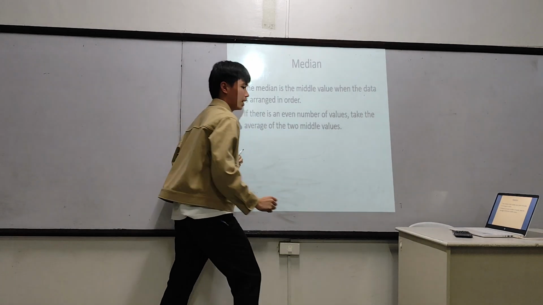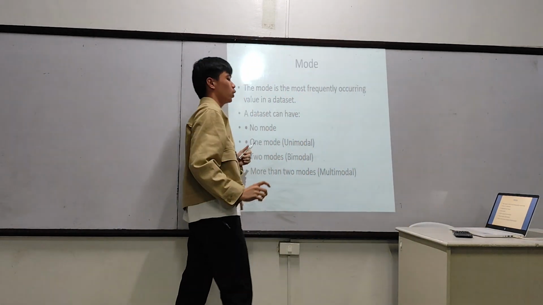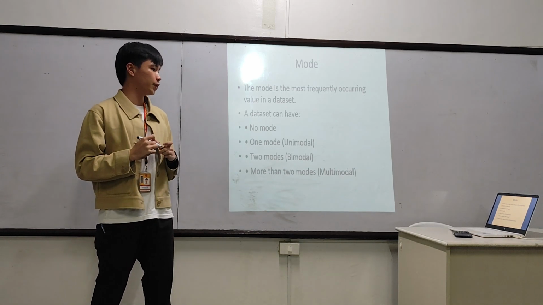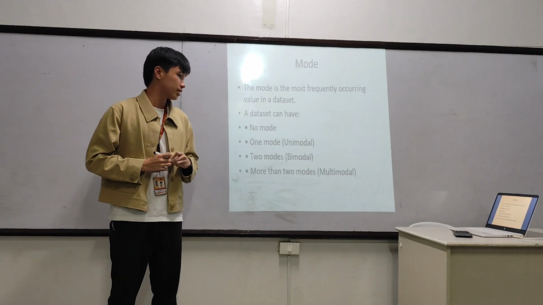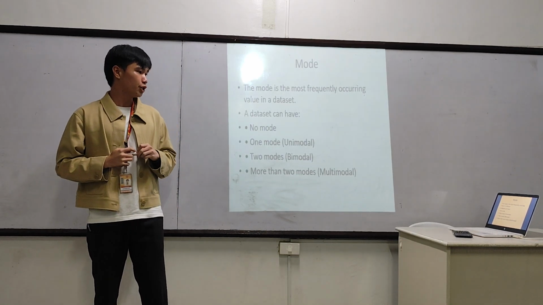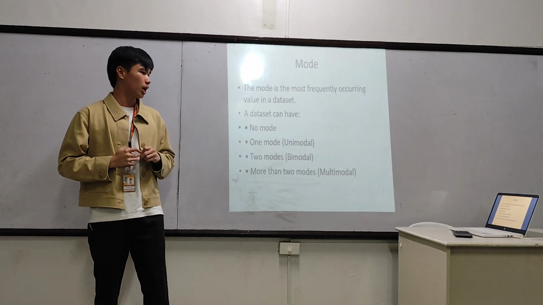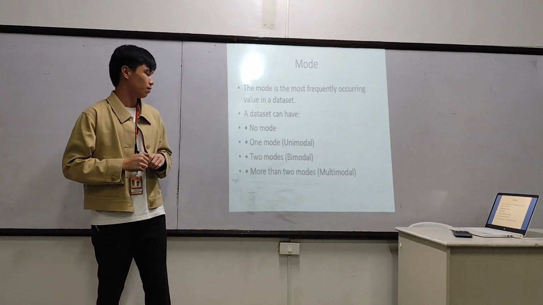Now let's proceed to the last, which is the mode. The mode is the most frequently occurring value in the data set. A data set can have no mode, one mode (unimodal), two modes (bimodal), or more than two modes (multimodal).